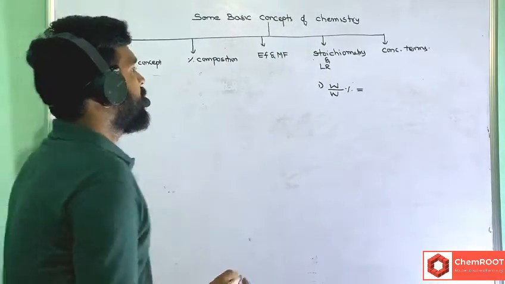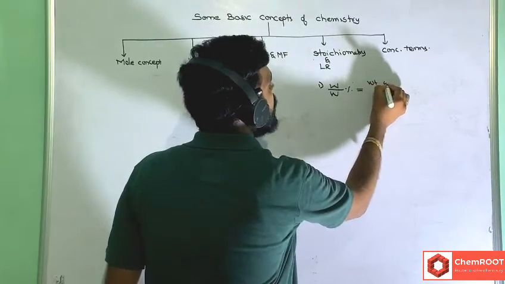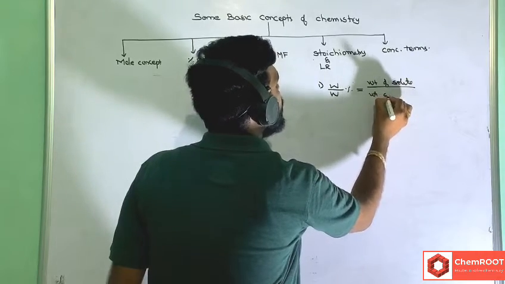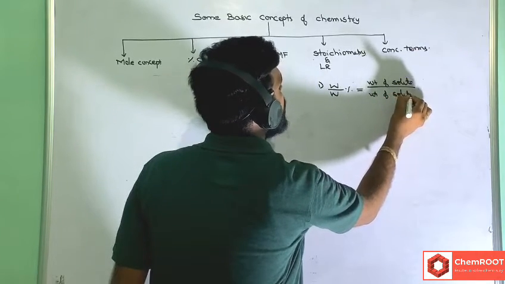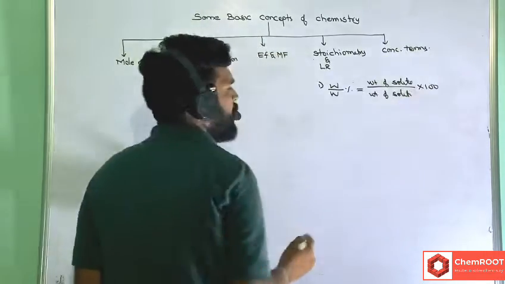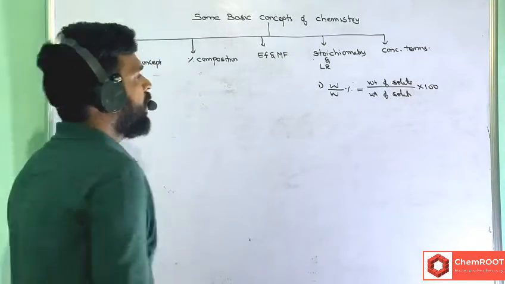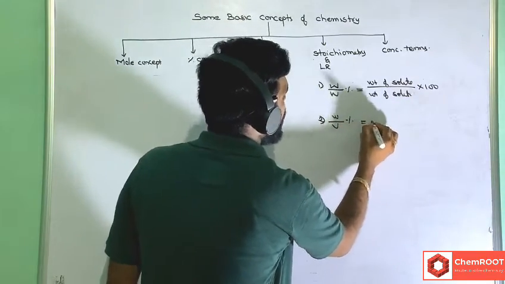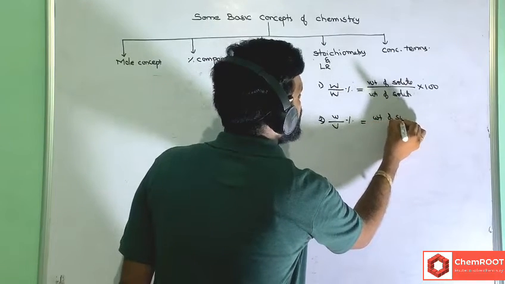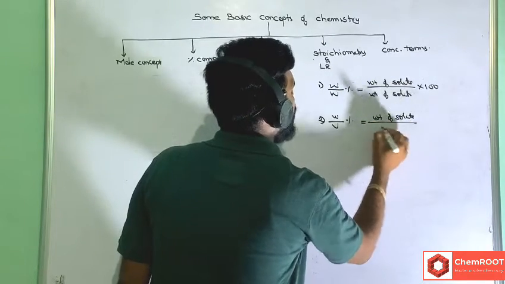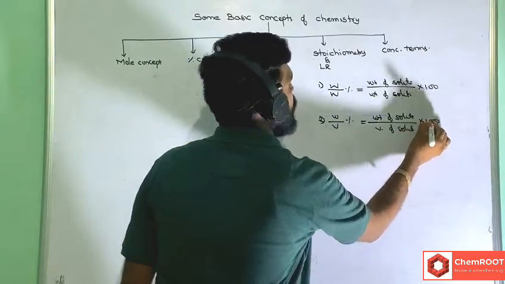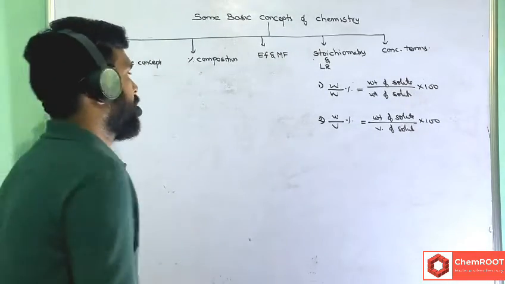It is the weight of solute by weight of solution into 100. Percentage means per 100 ml how much. In the same way, this is weight by volume percentage: weight of solute by volume of solution into 100. So this is weight by volume percentage.